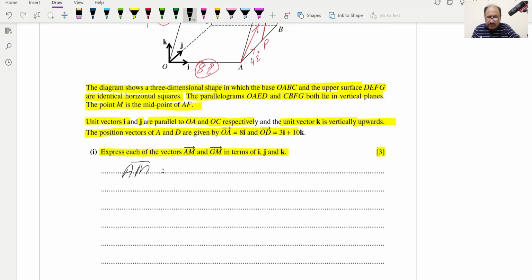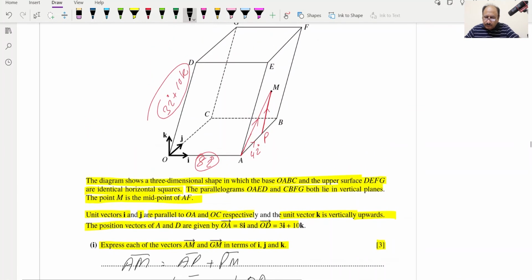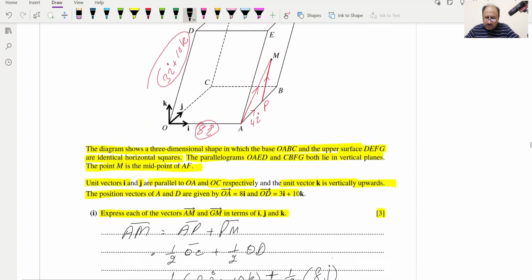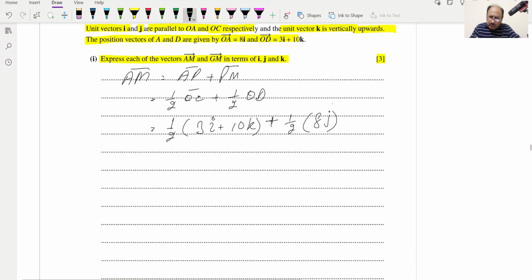AM vector is equal to AP vector plus PM vector, and this will be equal to 1 by 2 of OC, plus 1 by 2 of OD. And OC is 3i plus 10k, and OD is 8j. So we have taken half of OC and half of OD, basically we are done.